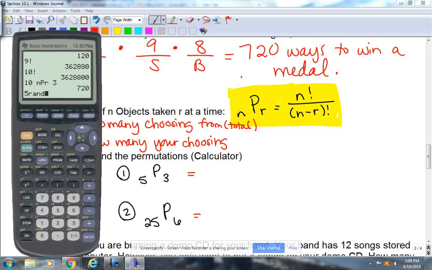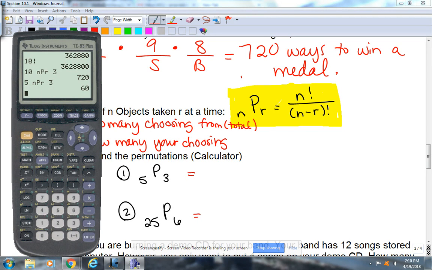Oh, I hit the wrong one. Clear, clear, clear. Mine's difficult because I have to double tap it for it to work. So 5P3. After you hit that, you hit enter.